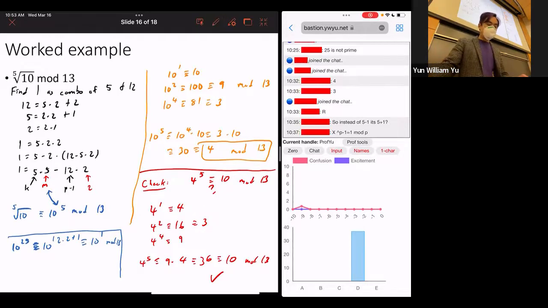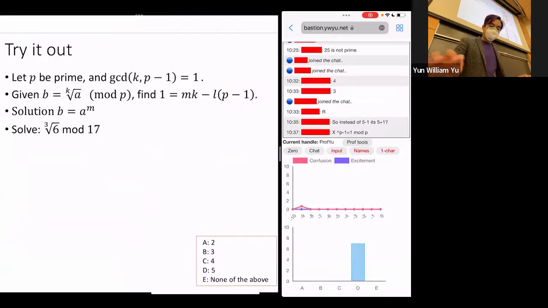So let's have you all try it out. And I'm going to go ahead and give you the steps there. So just repeating the steps in short. You have to make sure that p is prime and the greatest common divisor is equal to 1, and then you can solve it. So what is the cube root of 6 mod 17?